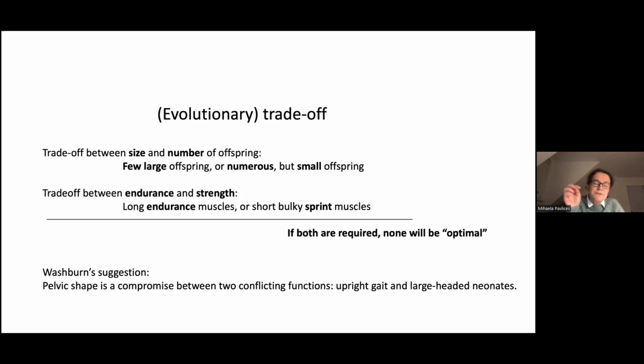Before I go on, I would just like to introduce a concept that is very much used in evolutionary biology, and that's evolutionary trade-off. These are two examples that make sense. We have a trade-off, for example, between the size and the number of offspring, either few large offspring or numerous small offspring. We have a trade-off between endurance and strength, for example, in muscles. So when we have selection on two different aspects, then none of these aspects can be optimized completely, right? So in that context, Washburn's suggestion is such an evolutionary trade-off, namely that pelvic shape is a compromise between two conflicting functions of the pelvis, so upright gait and large-headed neonates.